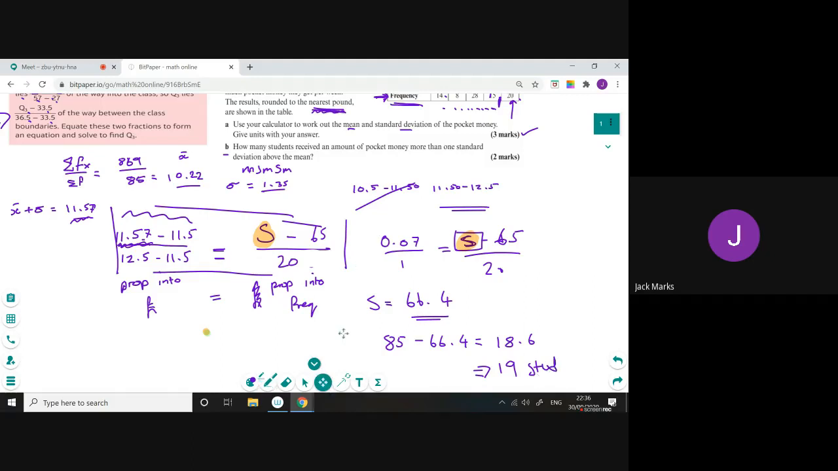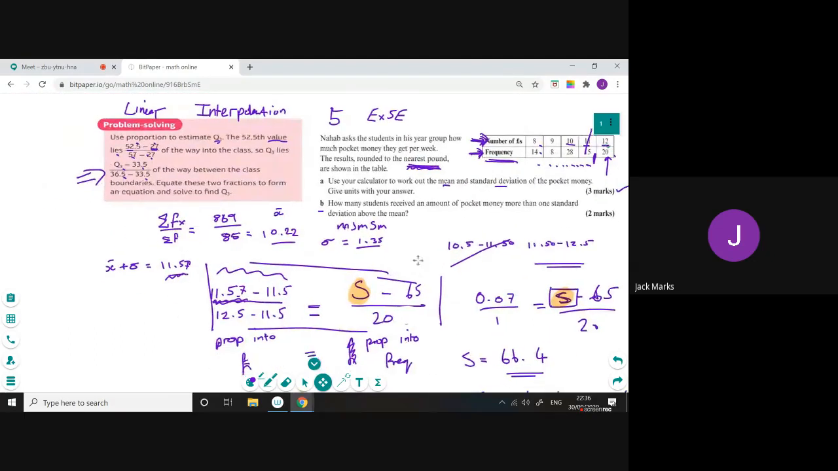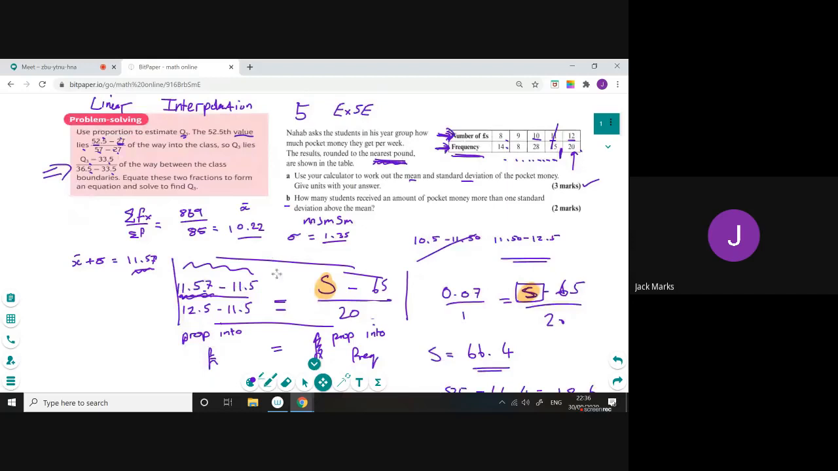So what's going on here? This is using an alternative way of thinking about linear interpolation. This is generally more complicated, but it can be used to solve these problems. So you say the proportion that the number is into one group is equal to the proportion that it's into the other, and you can set up these equations like this.